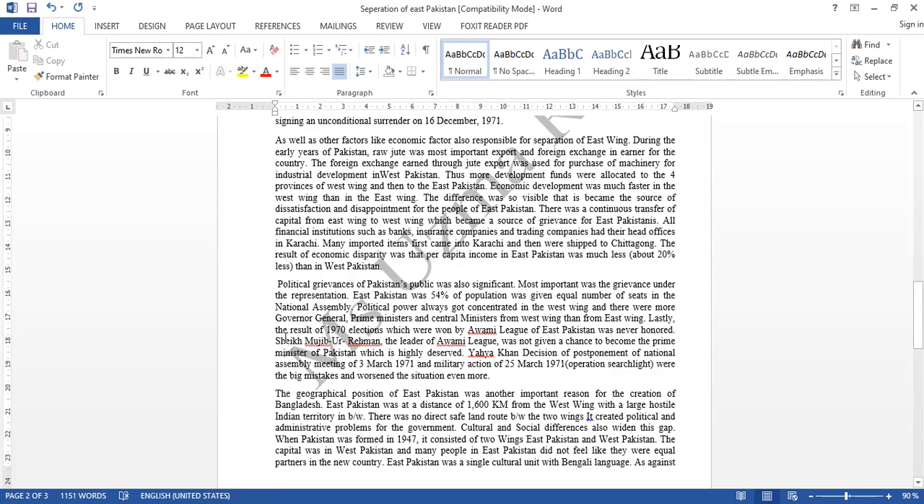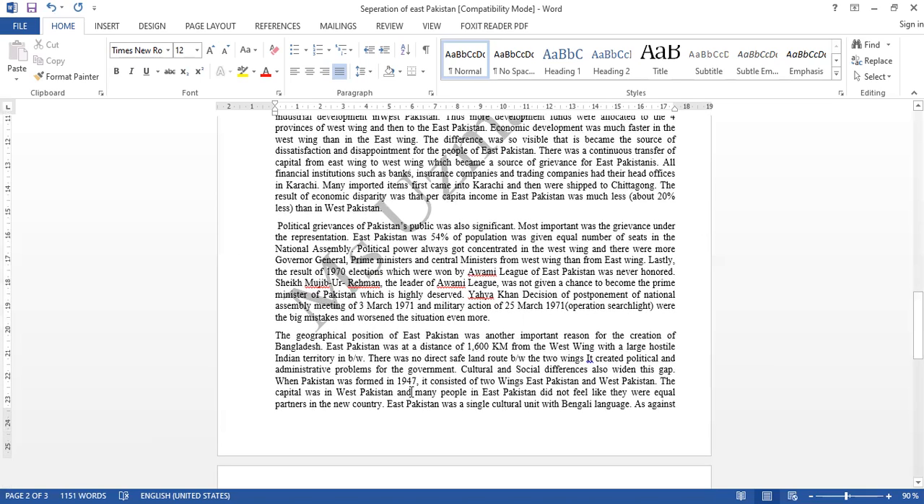Then lastly, the results of the 1970 elections, which were won by the Awami League of East Pakistan, were never honored. Sheikh Mujibur Rahman, the leader of the Awami League, was not given a chance to become the Prime Minister of Pakistan, which he highly deserved. We say highly deserved because according to the election results, he got a majority of seats. Yahya Khan's decision to postpone the National Assembly meeting of 3 March 1971 and the military action of 25th March 1971, that is Operation Searchlight, were big mistakes and worsened the situation even more.